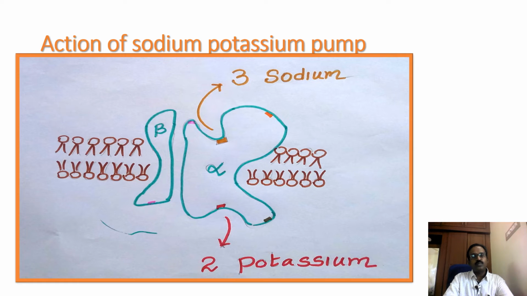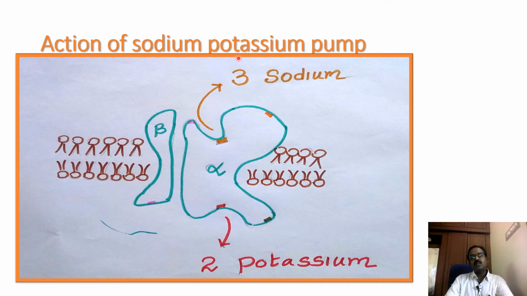Action of the sodium potassium pump. Binding of the 3 sodium and ATP on the alpha subunit of the sodium potassium pump produces hydrolysis of the ATP to ADP and a high energy phosphate. So phosphorylation will occur, and that phosphate binds with the aspartic acid. That produces the structural change of the alpha subunit, which transports the 3 sodium from the intracellular to the extracellular area.